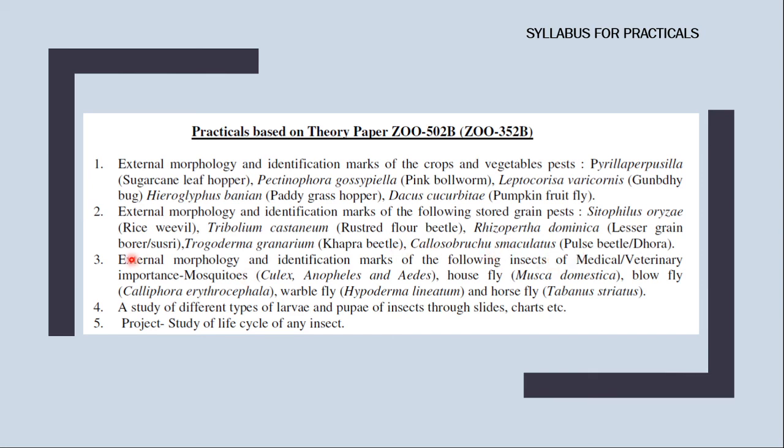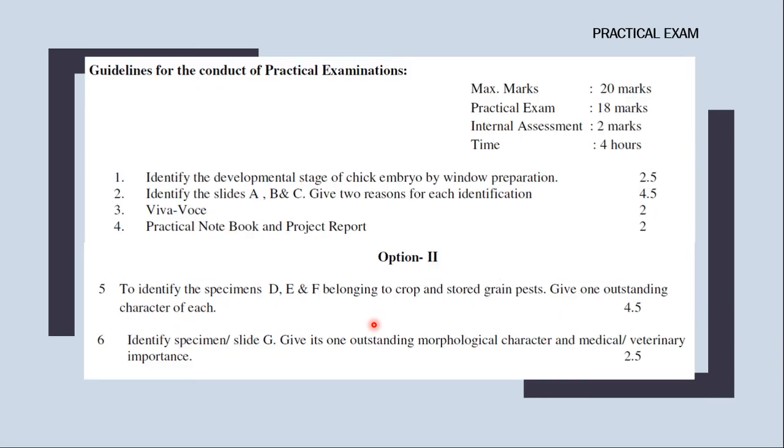So for third part, we have to learn the external morphology and identification marks of the following insects of medical and veterinary importance: mosquitoes of all three genera, housefly, blowfly, wobblefly, and horsefly. And then you have to study the different types of larvae and pupae of insects through slides or charts, etc. And we will do a project on the study of life cycle of any one insect. This is the guideline for the practical examination.